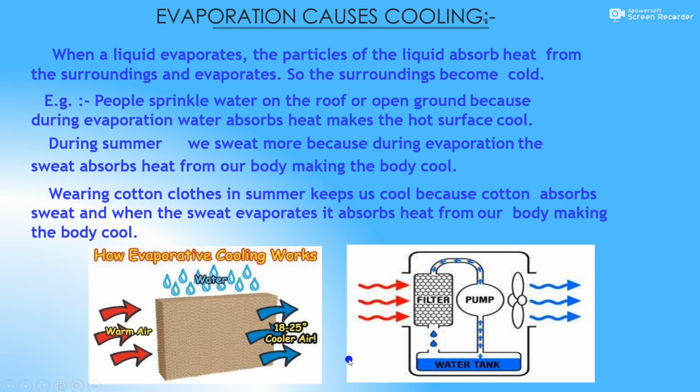So evaporation causes cooling. When a liquid evaporates, the particles of the liquid absorb heat from the surrounding and evaporate. So the surrounding becomes cool. Example, people sprinkle water on the roof or open ground because during evaporation, water absorbs heat, making the hot surface cool. During summer, we sweat more because during evaporation, the sweat absorbs heat from our body, making the body cool. Wearing cotton clothes in summer keeps us cool because cotton absorbs sweat, and when the sweat evaporates, it absorbs heat from our body, making the body cool.